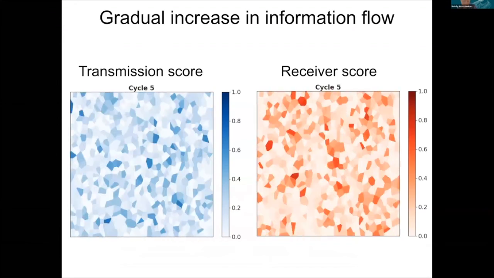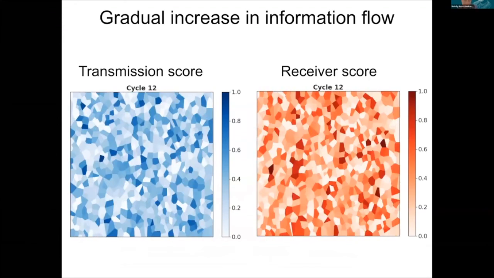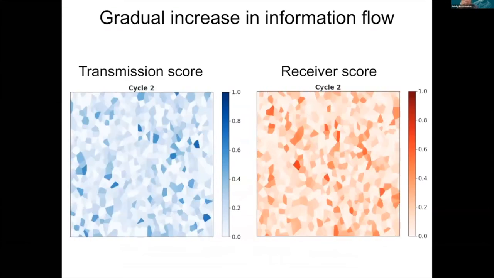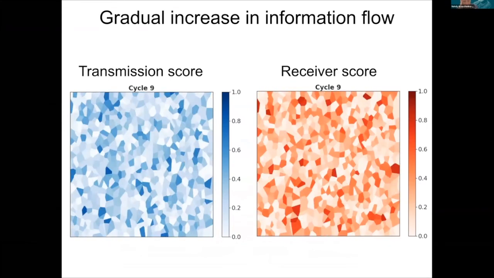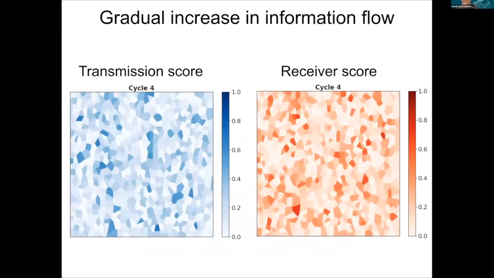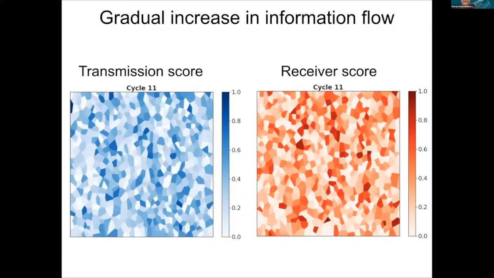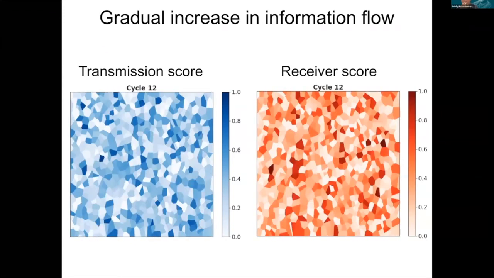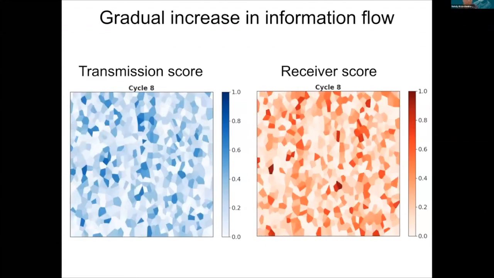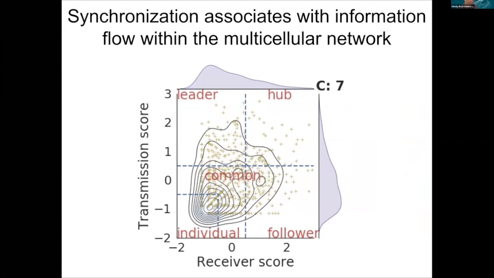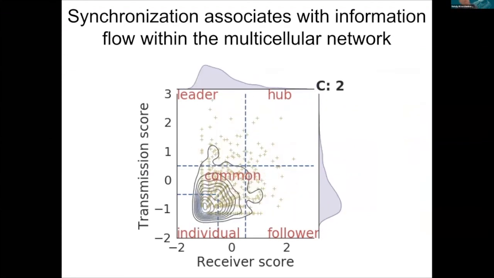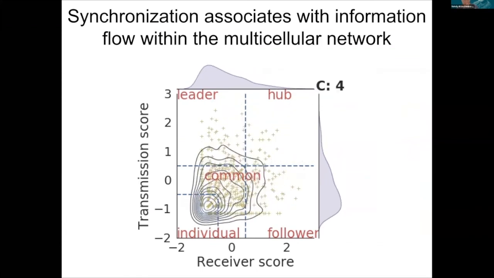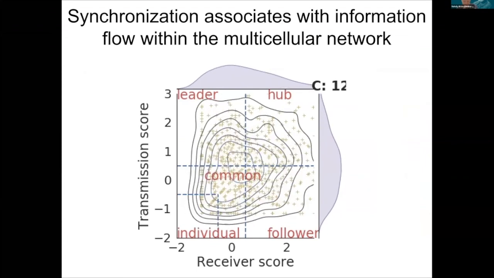Okay, so first of all, as you can see, we quantify the transmission score and receiver score over time, over different cycles. The movie, hopefully you can see that there's an increase of the color, showing that the transmission score and receiver score are increasing over different cycles. So it tells you as the monolayer becomes more synchronized, there's more information flow, namely a higher transmission score and receiver score overall. And similarly, as we defined earlier, there's division of labor, and you can see here as well in the beginning of the experiment, in the small cycle numbers, there's a lot of individual cells, but as time goes on, the hub cells and leader cells and follower cells are increasing.